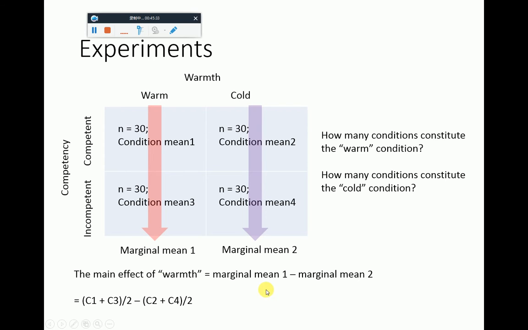Once we have concrete numbers, you can substitute concrete numbers for C1, C2, C3, C4 and get a concrete number, whether marginal mean 1 is indeed larger than marginal mean 2. If marginal mean 1 is larger than marginal mean 2, that suggests, if larger scores mean more friendly, then we'll say indeed, independent of competency, a warm person is perceived to be more friendly than a cold person. Okay, so that's how we interpret main effects as well.